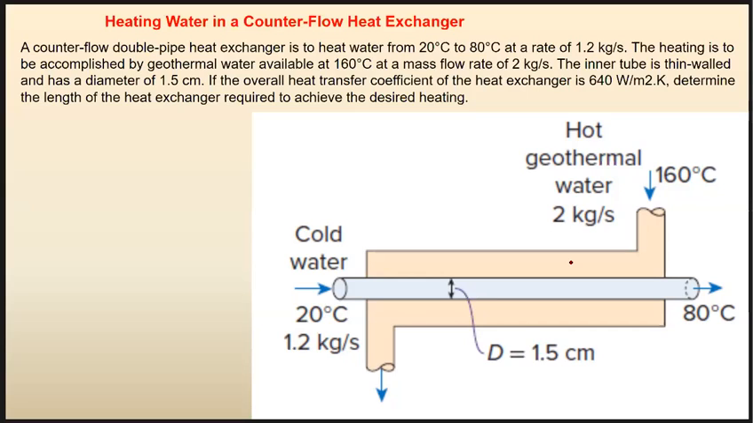If the overall heat transfer coefficient of the heat exchanger is 640 watt per meter square Kelvin, what is the length of the heat exchanger required to achieve the desired heating? So we have the inlet temperature at the cold side, inlet temperature at the hot side, outlet temperature at the cold side, and it seems like we don't have the outlet temperature at the hot side. We have the diameter and we are asked to calculate the overall length of the heat exchanger.